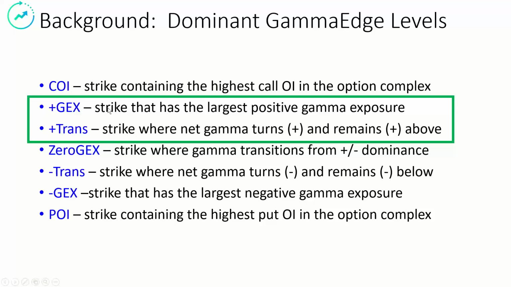These are remarkable in that the positive gamma exposure is a strike that has the largest positive gamma exposure in the option complex. And PTRANS is the positive transition. It's the strike where the net gamma turns positive in the complex and remains positive above that. So as strikes go up, you're in this positive gamma environment. The reason we're going to choose these today is that we typically see, in general, price move upward towards positive gamma as we advance there. So we can demonstrate that, and we'll be talking a little bit more about that here today.